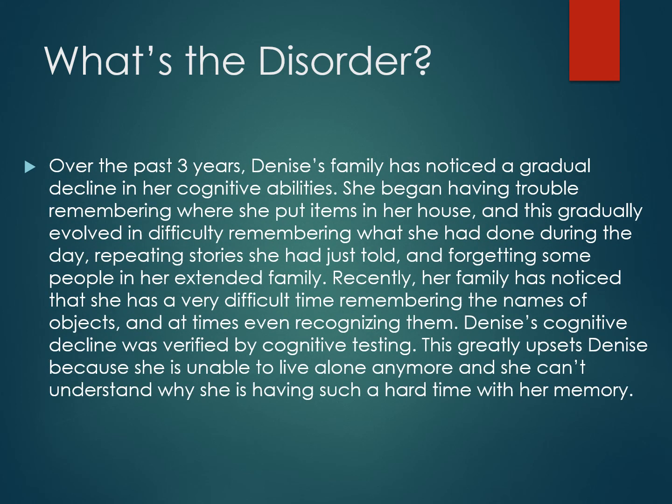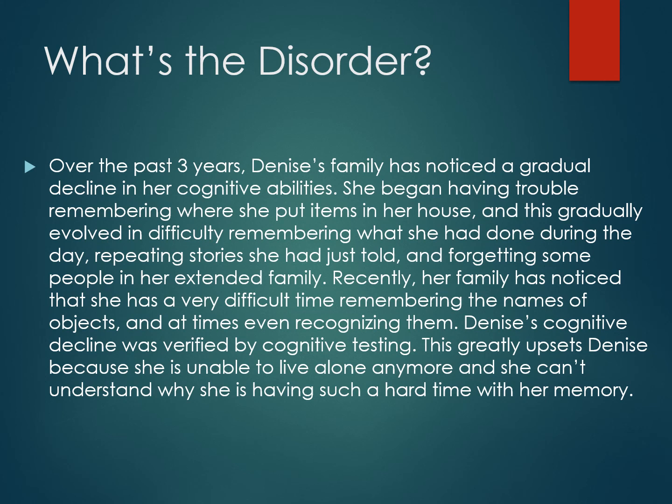Over the past 3 years, Denise's family has noticed a gradual decline in her cognitive abilities. She began having trouble remembering where she put items in her house, and this gradually evolved into difficulty remembering what she had done during the day, repeating stories she had just told, and forgetting some people in her extended family.